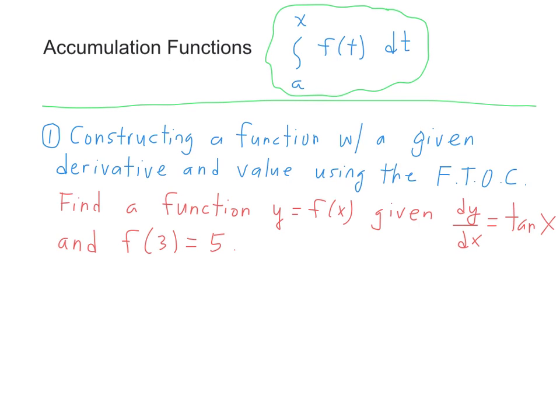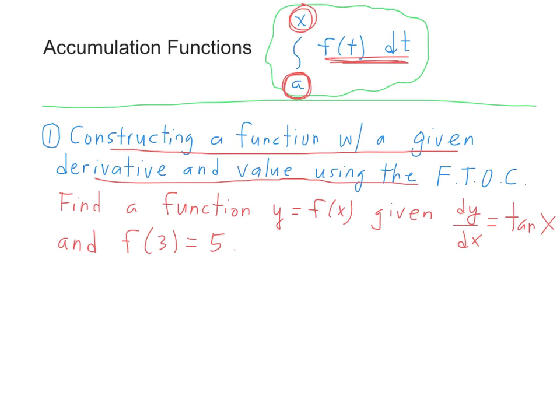So typically you see something of this form, where in the bottom here, our lower bound is going to be a constant, our upper bound is going to be a variable, and then we have a function with a different variable on the inside. So notice how this particular one is in terms of t. There's a couple different ways we're going to use these accumulation functions. The first one deals with constructing a function with a given derivative and value using our knowledge of the fundamental theorem of calculus. So here is our example.